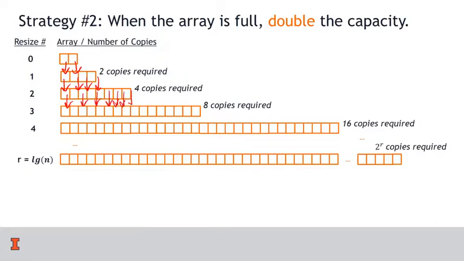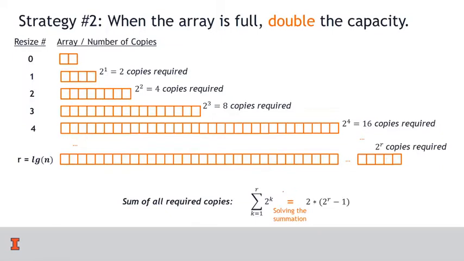And so forth until we do 16 copies, and eventually we do 2 to the r copies, where r is going to be the logarithm of the total number of elements. So again, doing the summation of all of these things, we have a sum from k equals 1 to r of 2 to the kth power, because this is 2, 2 squared, 2 cubed, 2 to the fourth, 2 to the r. And we know that this is equal to 2 times 2 to the r minus 1.